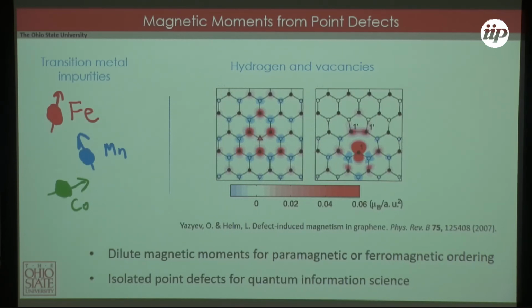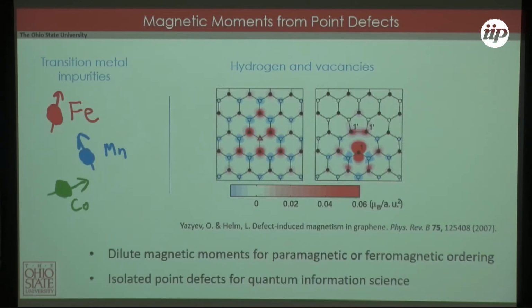So I want to talk about magnetic moments from point defects. This goes towards your question about dilute magnetic semiconductors and so forth. There's different kinds of point defects. One is transition metal impurities, so you could just put those in, and then the question is, will they couple, by carriers or however. Another is other types of point defects that are not transition metals, like hydrogen or vacancies, right? And so this is a prediction that was made for graphene.